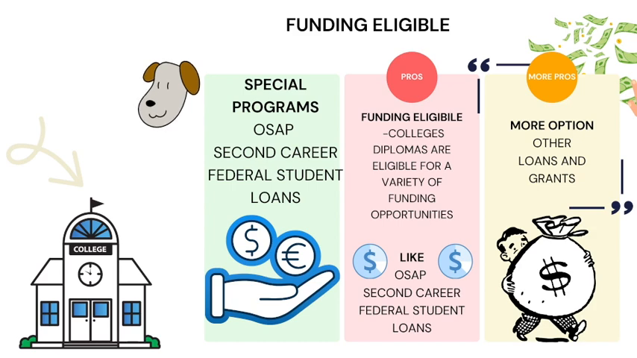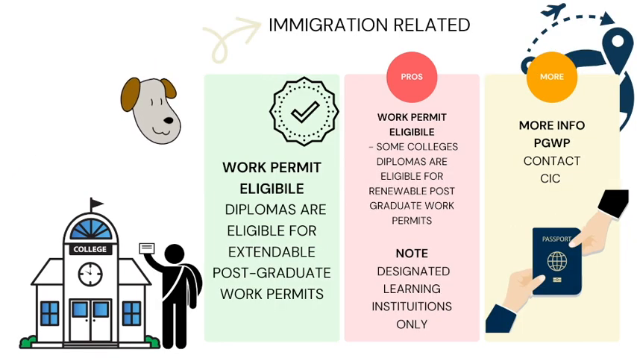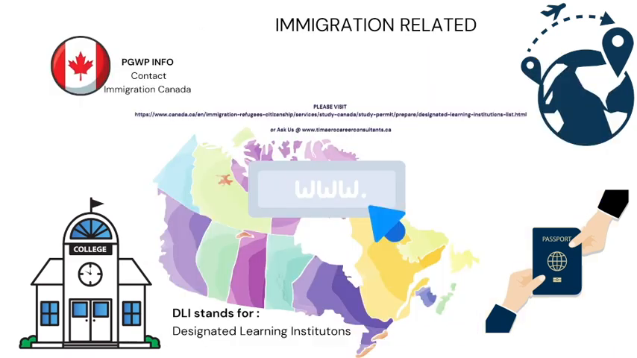Community college tuitions are more affordable and offer programs that are eligible for funding like the OSAP, Second Career, and other loans and grants. Since we're talking about international students, some community college programs allow successful graduates to be eligible for the highly coveted postgraduate work permit. To find out which colleges, be sure to ask or visit Canada's Immigration, Refugees and Citizenship website to find out the DLI list.